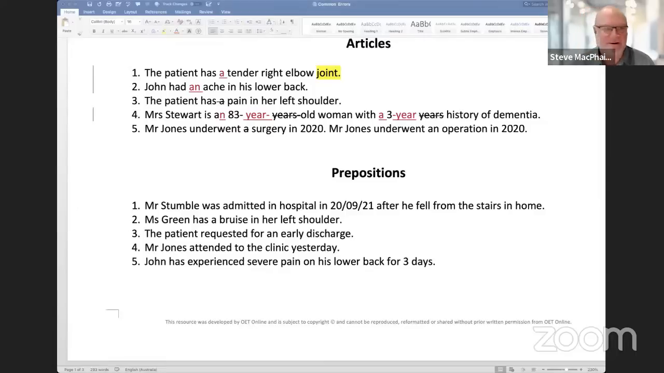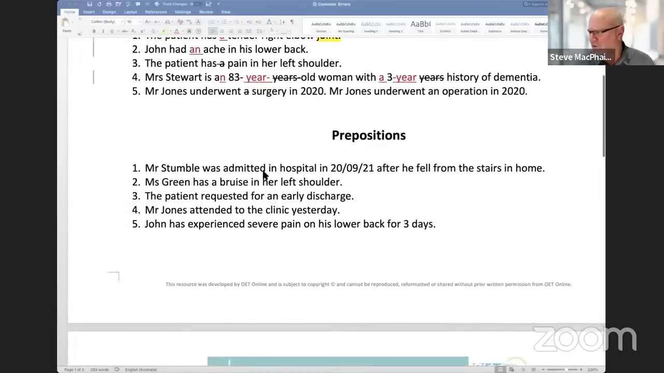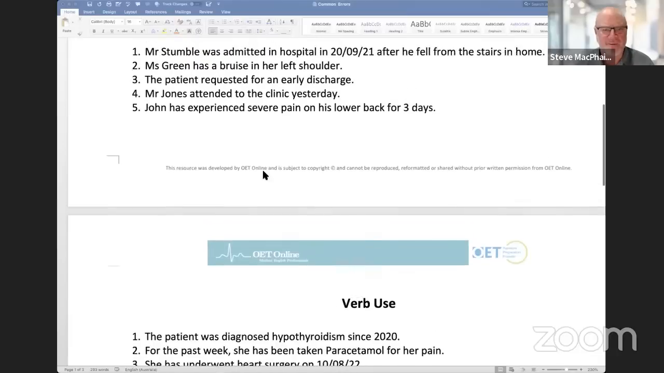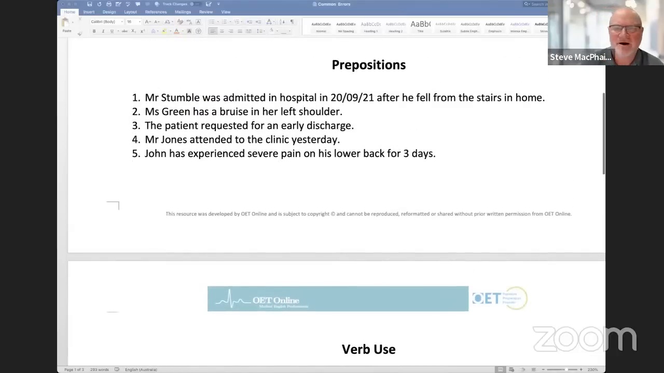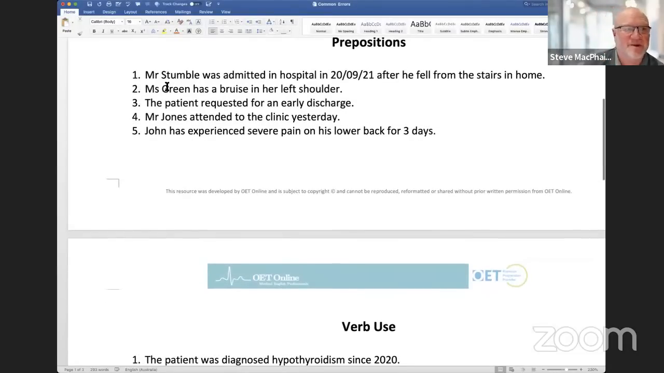All right. Now I'll move on to prepositions, everyone. Prepositions. Also, you won't see many prepositions in the case notes. They tend to be removed. So it's your job to add them. Let's have a look at this first sentence here, everyone.